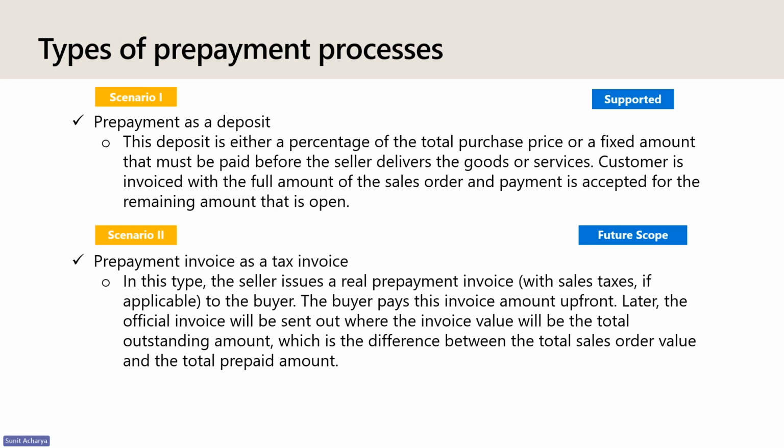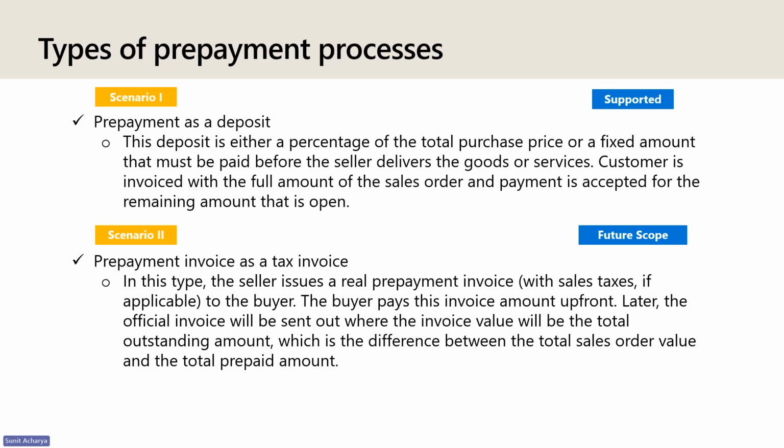What we are saying here is we are imagining this scenario where our customers only want a final invoice for a particular transaction, and it will have the total sales order value of that particular order. So they don't want two separate legal invoices in this case. So we'll have a deposit that's either a percentage or a fixed amount of the total sales order, and that must be paid before we sell or deliver the goods or services. This is scenario 1, and this is what we support today.